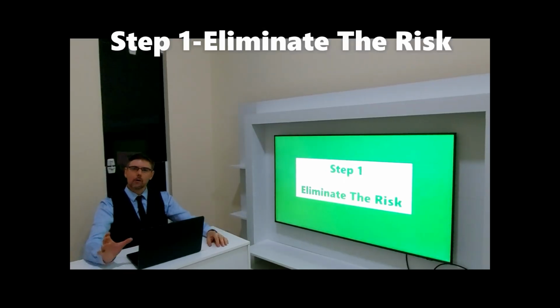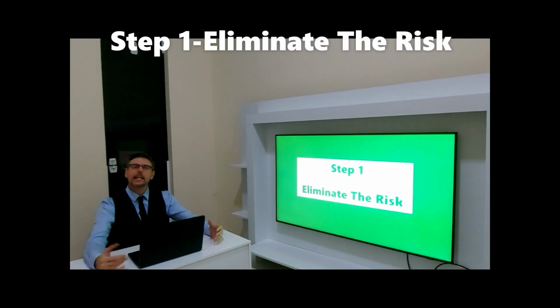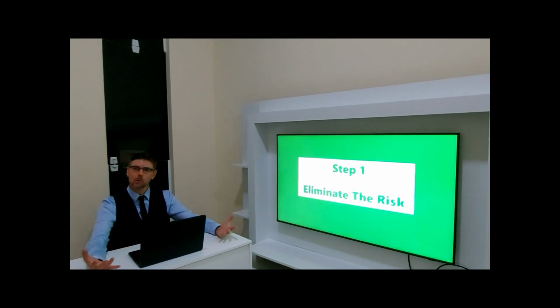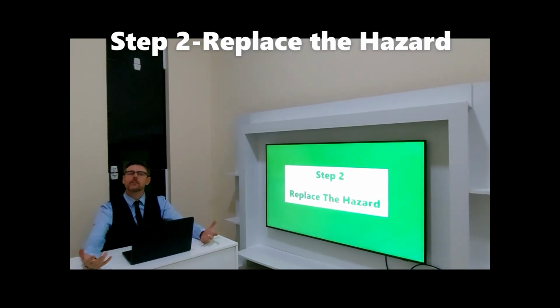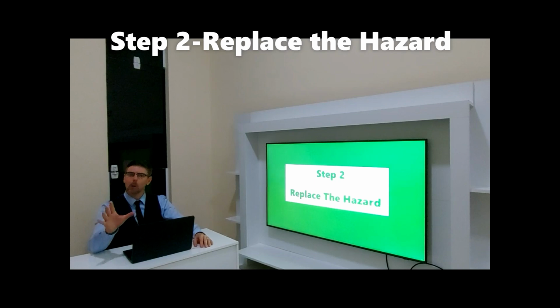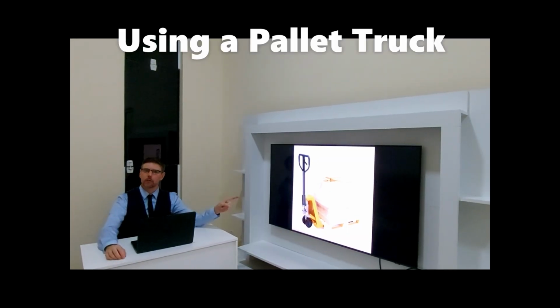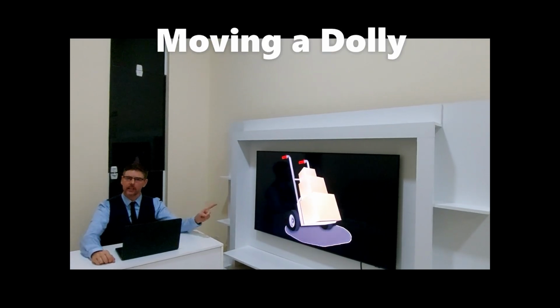So when you're doing a risk assessment for your workplace, step number 1, eliminate the risk. Does the load have to be moved? Is there a better way to move the load? Step number 2, replace the hazard. I'm going to give you a couple of examples. Example number 1 is using a pallet truck. Example number 2 is moving a dolly.